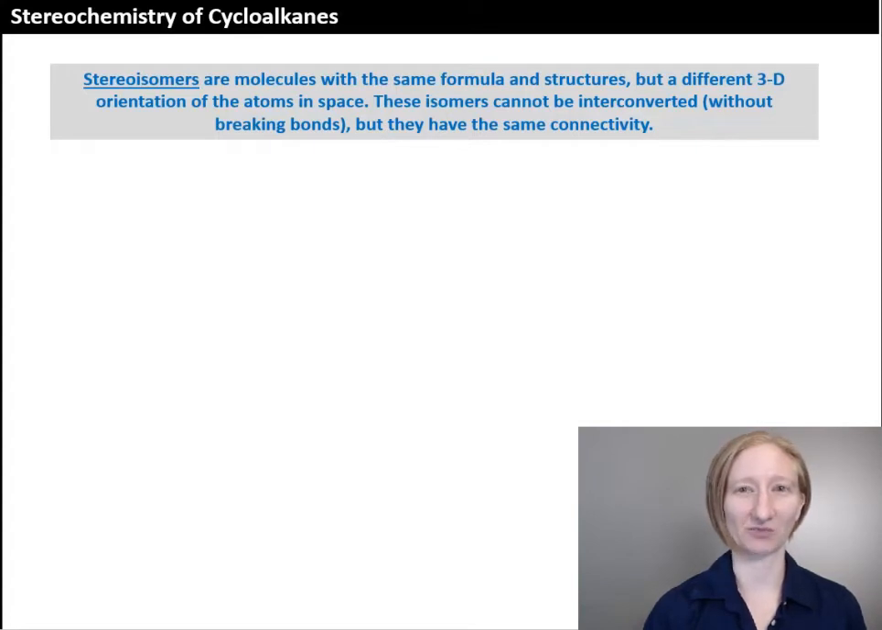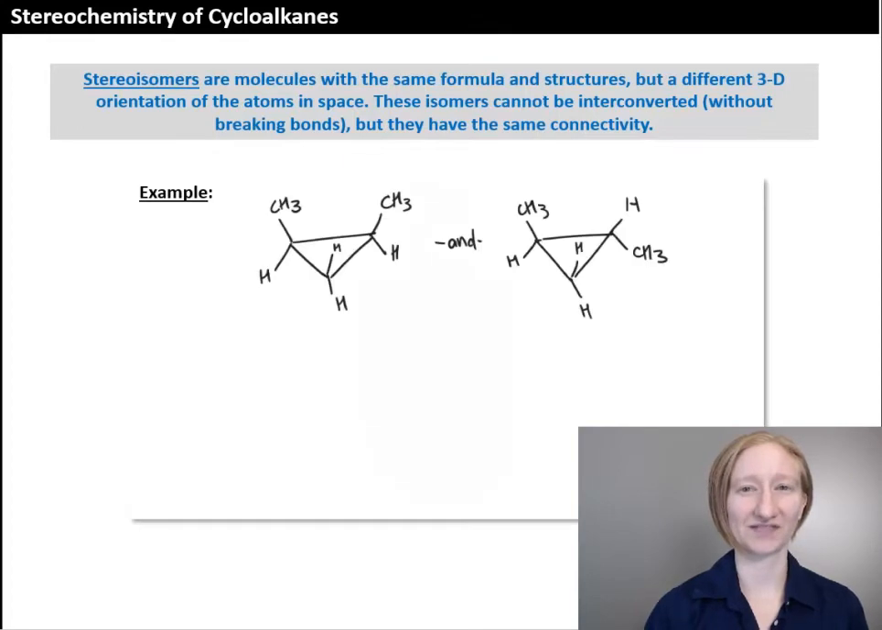Cycloalkanes are not flexible like linear alkanes. There's no rotation around the carbon-carbon single bonds. And this means that substituents can be on different sides or faces of the cycloalkane, and that gives rise to stereoisomers. In this example, we'll look at two different isomers of a substituted cyclopropane.